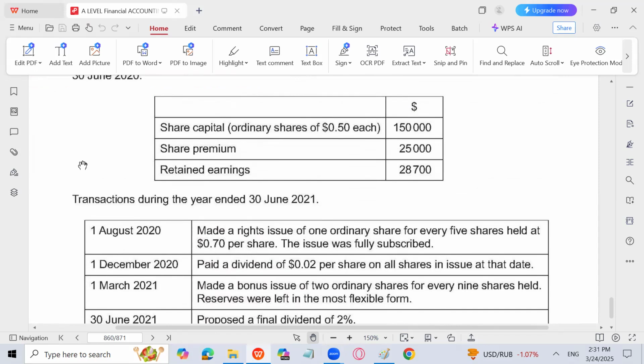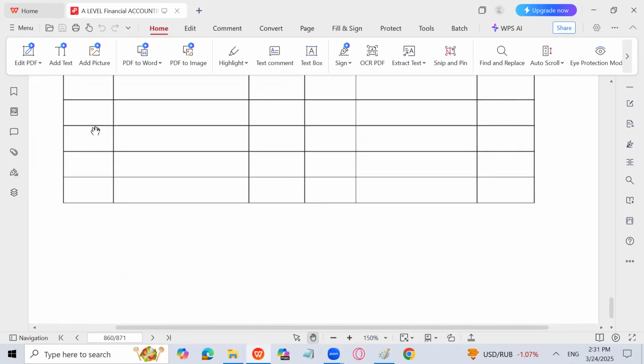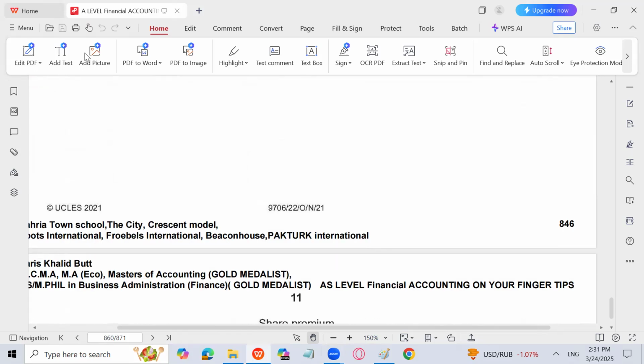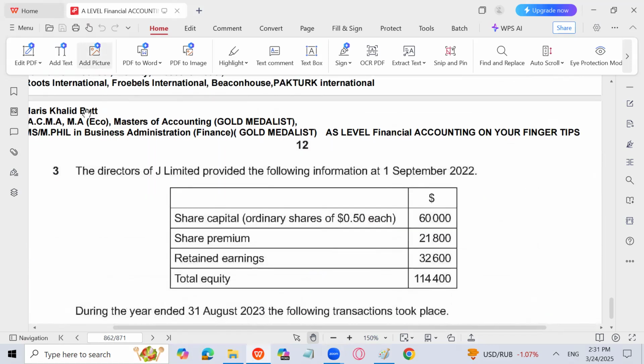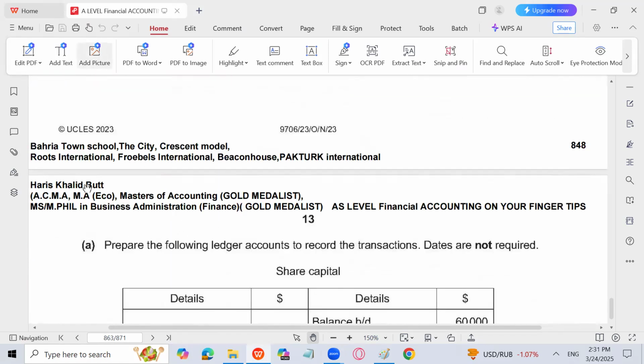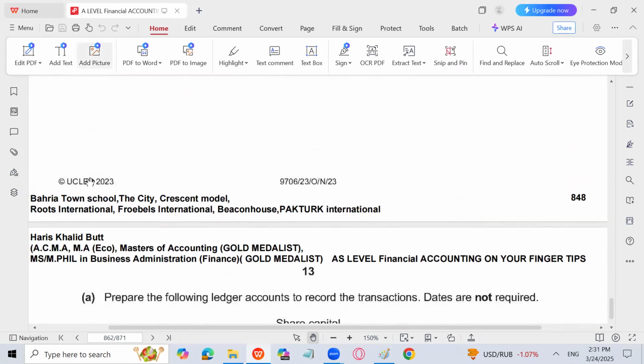We are going to solve a question from AS Accounting Company Accounts. This question has come in October, November 21. We will solve the little more recent one, October, November 23. But the pattern is the same. It has come in October, November 21, then in October, November 23, and then in February, March 22. A recent paper has come in February, March in India.